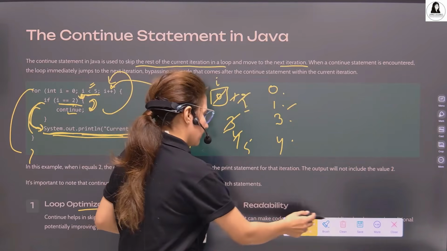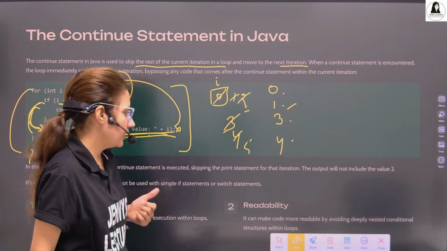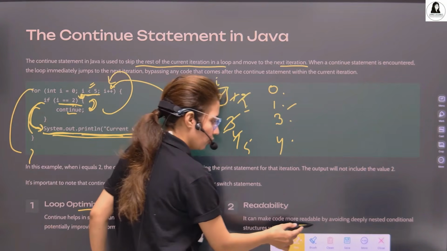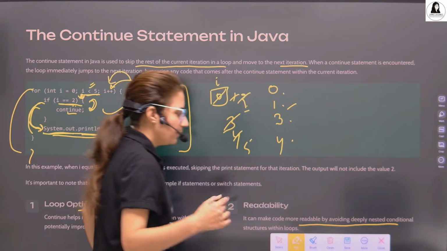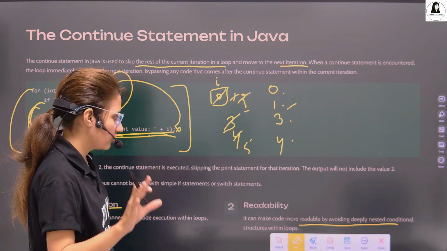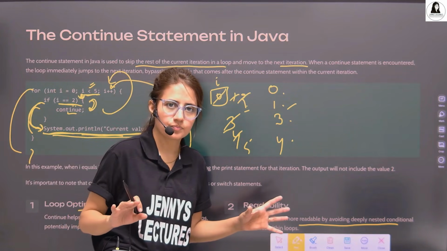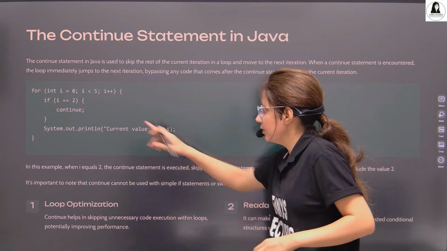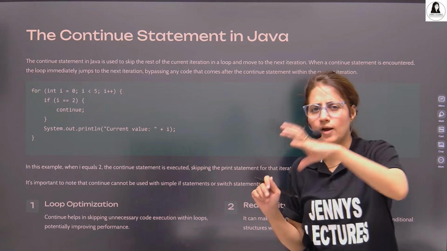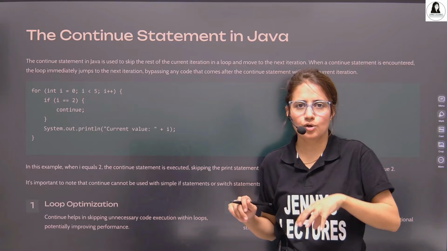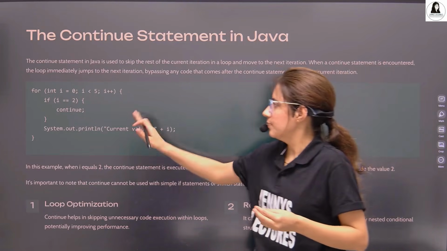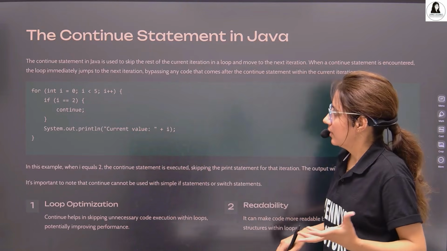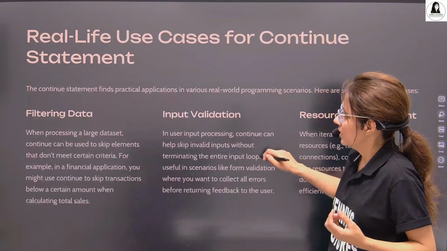There we use continue. And definitely it is going to increase the readability. It can make the code more readable by avoiding deeply nested conditional structures within the loop. Because if you don't use continue and want to skip some part, you have to use conditional statements, if else and all. But rather than using that, you can simply use continue to skip that part. Right. So I hope the working of continue is clear to you.